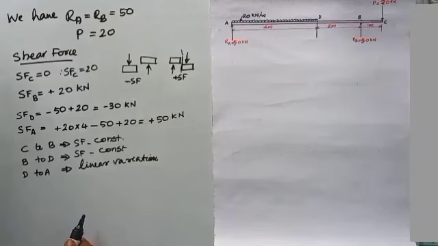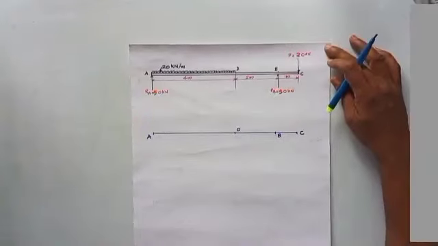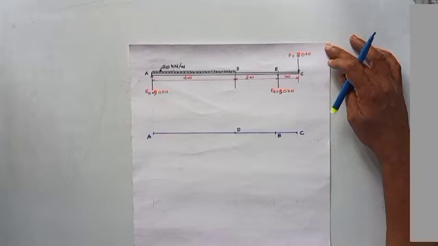Okay, now we found all values of shear force at all points. Now we can draw the shear force diagram. I have drawn a line. Now I have to mark the values of shear force. At point C, the shear force is 0, and because of the point load, the shear force is increasing. So we have to mark 2 points at C.